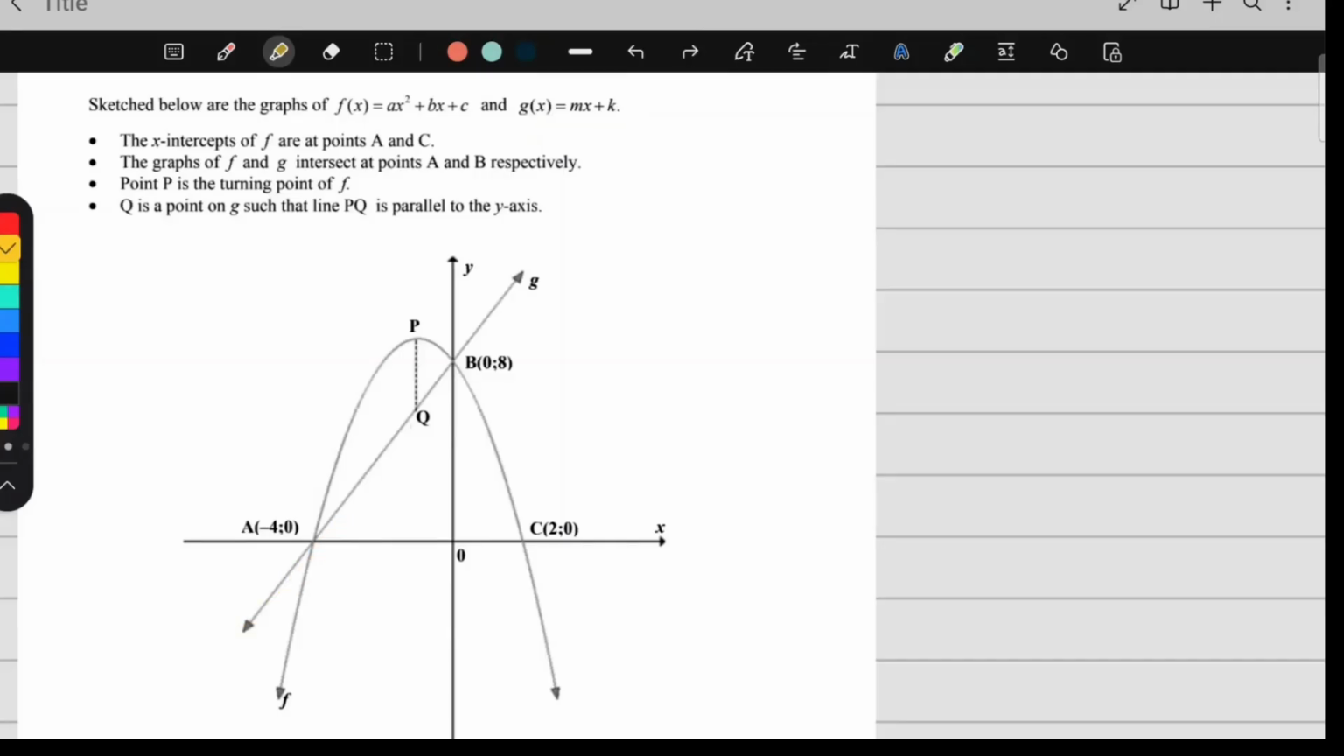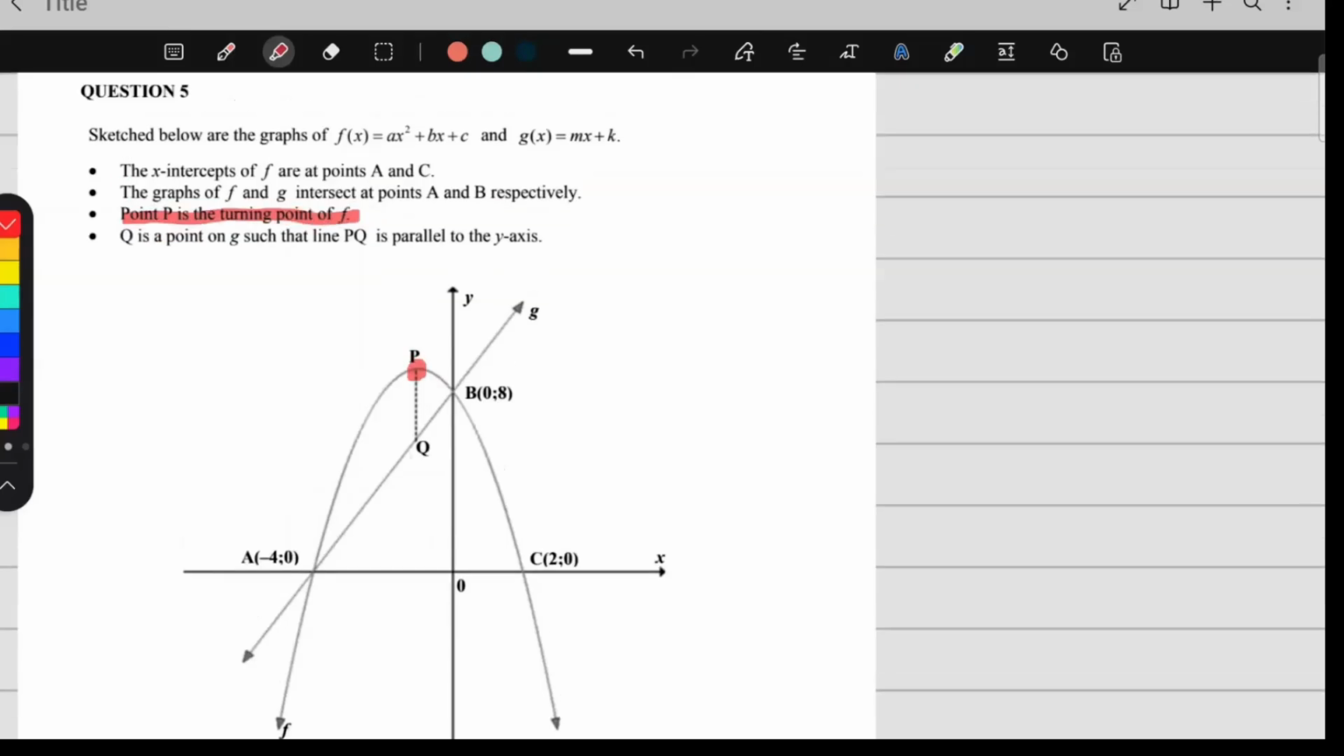Then it says the x-intercepts of f are point A and point C. And then it says the graph of f and g intersects at point A and B. So the point of intersection between the parabola and the straight line is those 2 points over there. And then it says point P is a turning point of f. So this point over here is where the parabola turns.